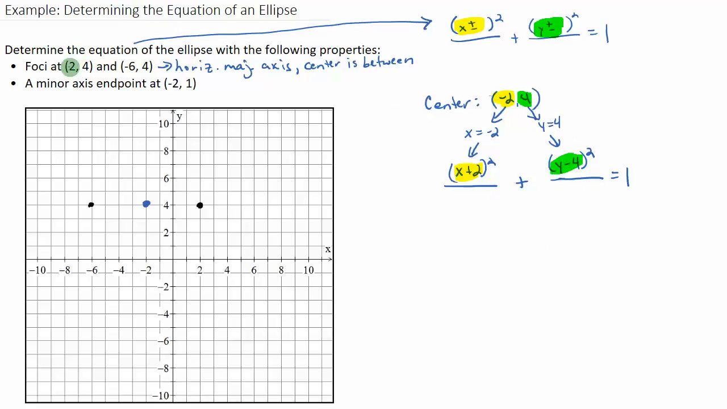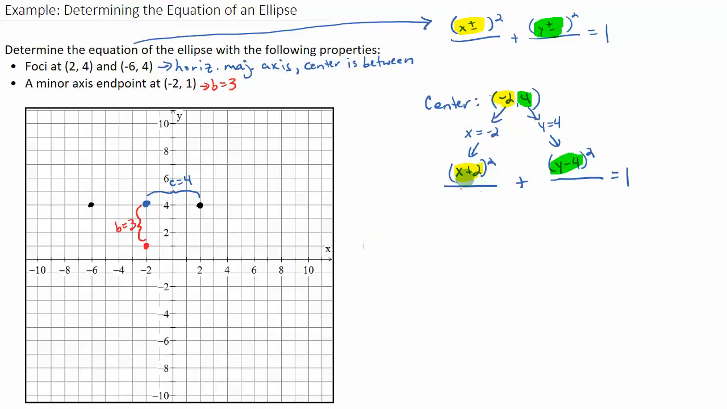So I've used my foci here. My foci also tell me my c value. c is from center to focus, so c is 4. Then I know I have a minor axis endpoint at (-2, 1), which is right here. That's going to tell me my b value, because it's the minor axis. So I know that b is 3, and I know c is 4.